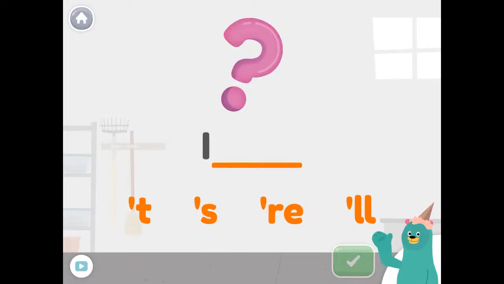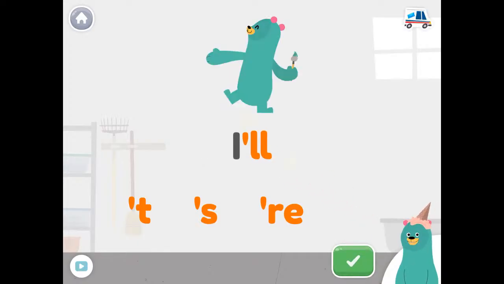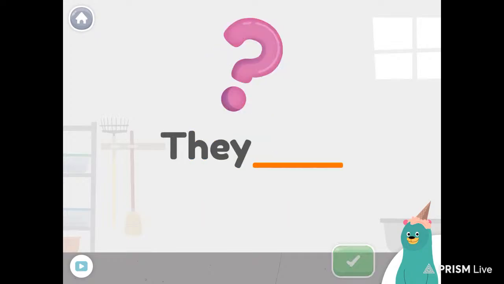This is the word I. Make the contraction I'll, which means I will. Super! You spelled I. That's the contraction I'll, which means I will.